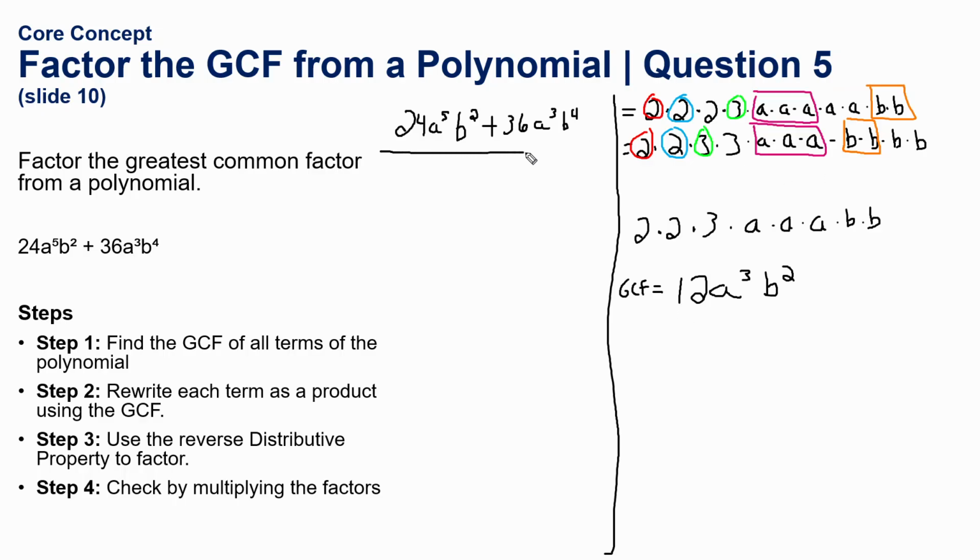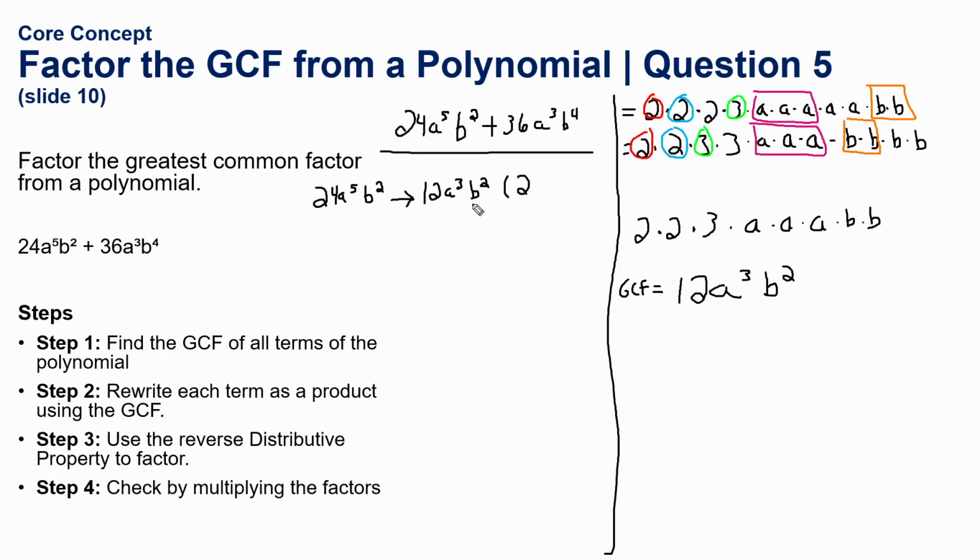Next, we can rewrite each term using our greatest common factor of 12a to the third power, b to the second power. So starting with our first term, we have 24a to the fifth power, b to the second. So starting with our greatest common factor, 12a to the third power, b to the second, what you're basically doing here is you're asking, okay, what number do I multiply by 12 to get to 24? Well, that's just the number 2, right? So we would have 2.